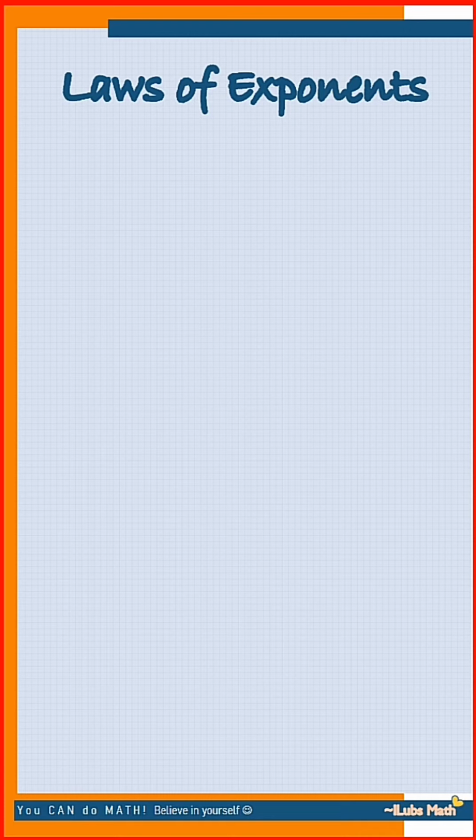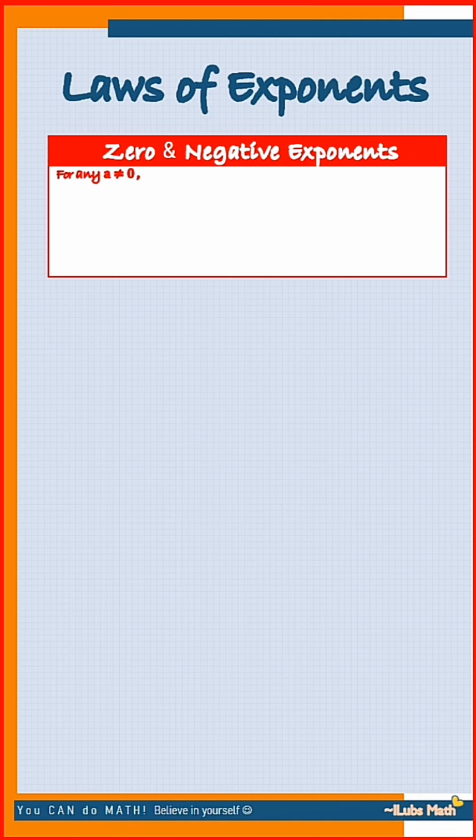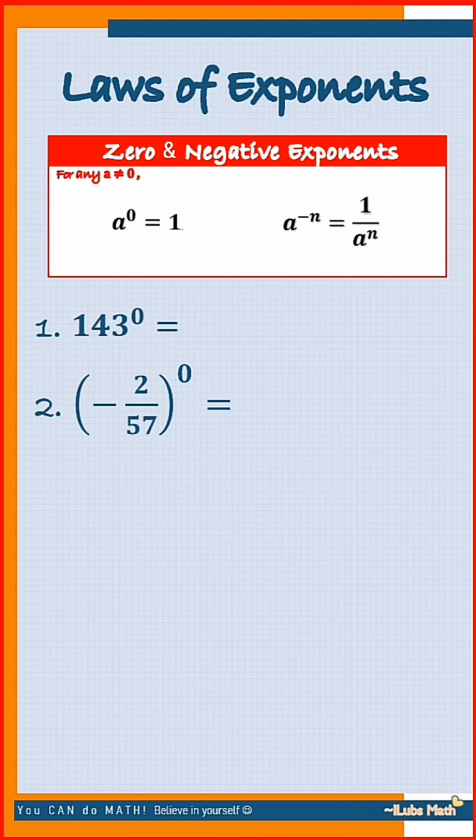Laws of exponents. Today we have 0 and negative exponents. Remember that for any non-zero base a, a to the power of 0 is equal to 1, and a to the power of negative n is just 1 over a to the n. So for example, if we have 143 raised to 0, and negative 2 over 57 raised to 0, or whatever non-zero base a raised to 0, it will be equal to 1.